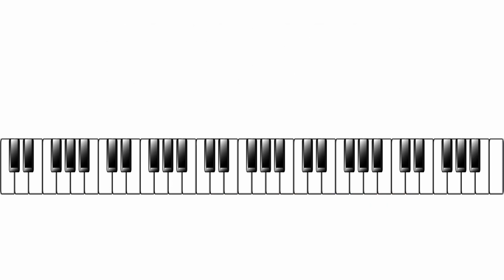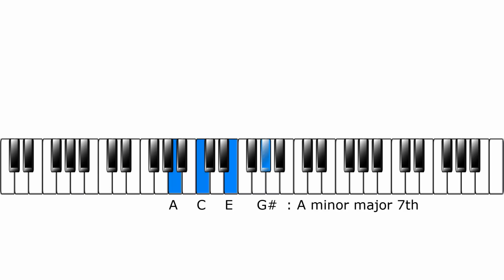Let me move to the A minor major 7th chord. The A minor triad, A, C, E. The major 7th, one half tone below the root, is G sharp. So, this is the A minor major 7th chord. A, C, E, G sharp.